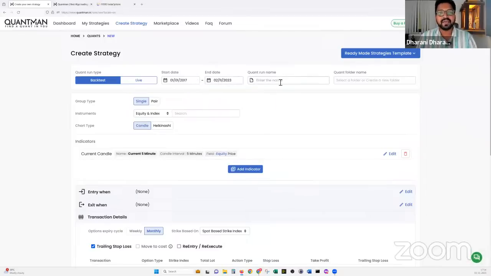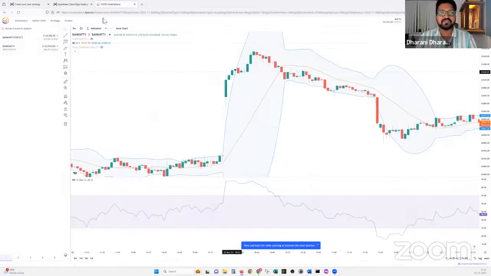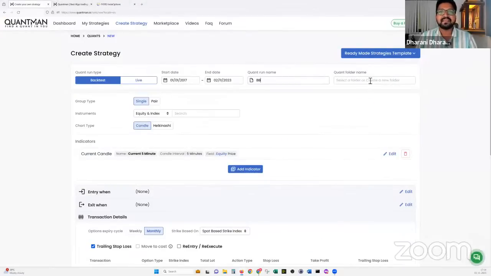Now we have BB, as I said, we are using the Bollinger Band strategy over here. I just put BB and let it be default, or else we keep FYERS. This will be the platform, the new folder I'm creating. Now see, Quantman has a feature to use single as well as pair trading. Pair trading is a very vast subject. We'll speak about it in another session, if we have the opportunity to plan another session where we teach about pair trading as well.